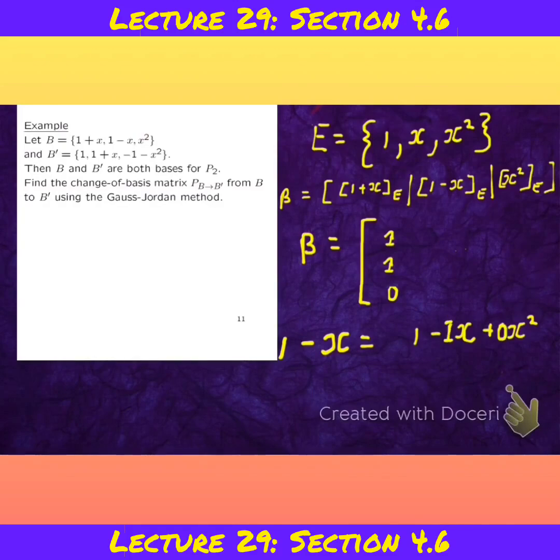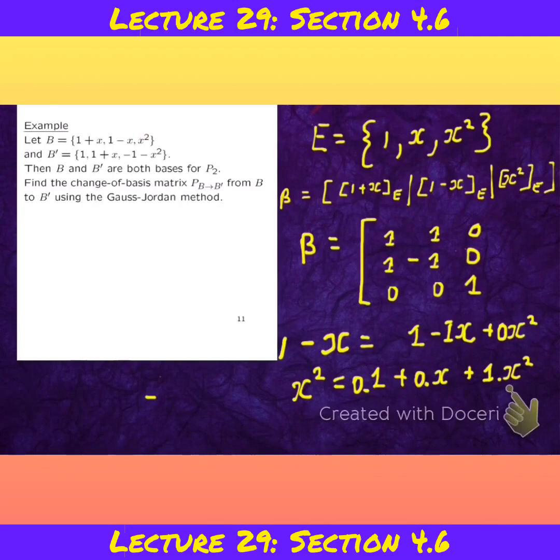Finding the coefficients there, we get 1, minus 1, 0. Okay, so there's my second column. Right, and then we take our final vector in B, which is x squared. We take the elements of our standard basis. Okay, reading off the coefficients, we get 0, 0, 1. Right, there we go. And that is my matrix B.